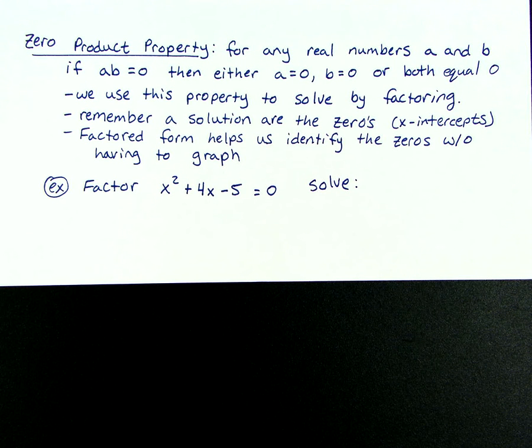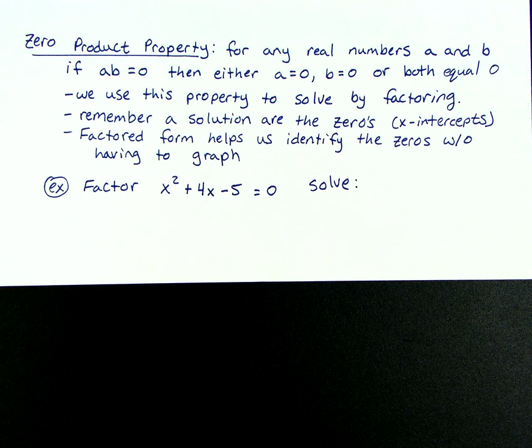And remember, a solution are the zeros, or the roots of our function, which are the x-intercepts. So our factored form is going to help us identify the zeros without having to graph. If we're trying to find the x-intercepts of a graph, that means that we should do the factoring method, and that's going to help us find those x-intercepts, which in turn are the zeros of our functions, which represent the solutions.